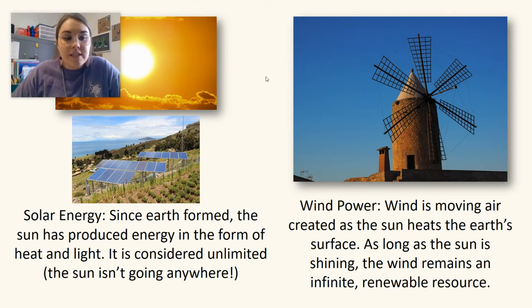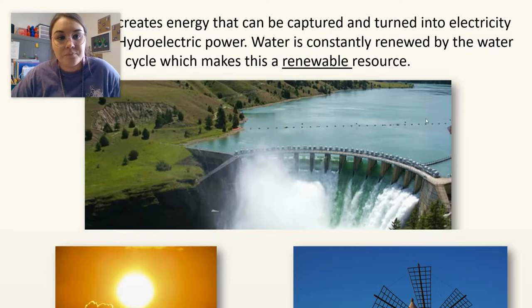So solar energy. Since Earth formed, the sun has produced energy in the form of heat and light. We talked about solar energy when we talked about the different forms of energy a few weeks ago. And then wind power: wind is moving through the air, and it's created as the sun heats the Earth's surface.